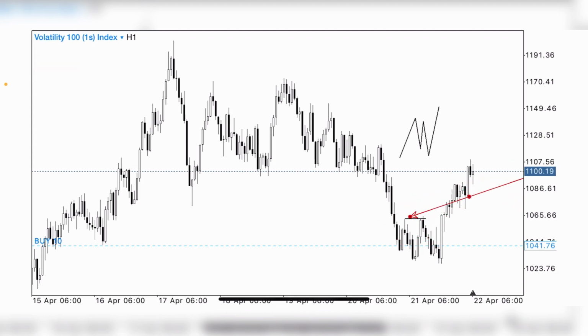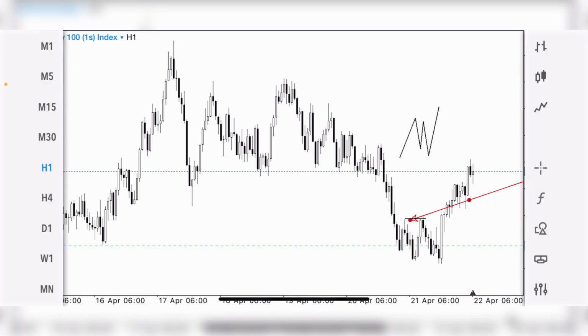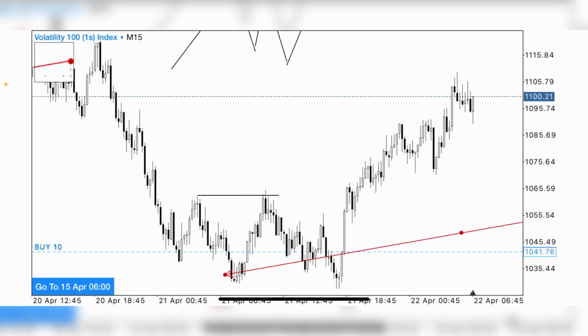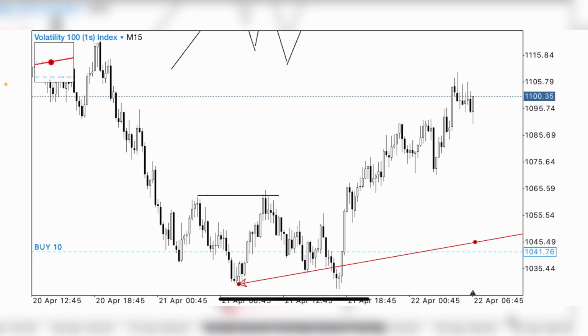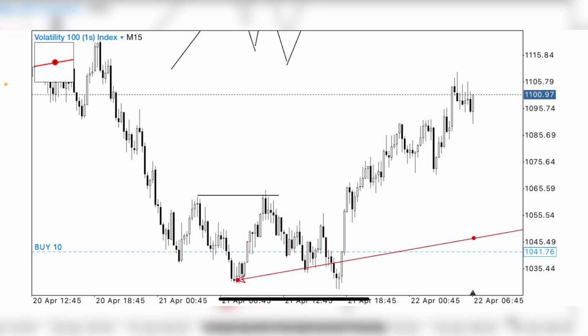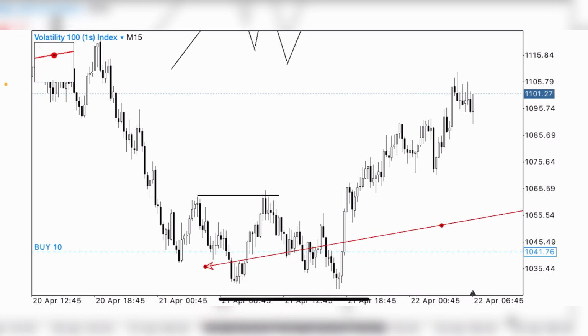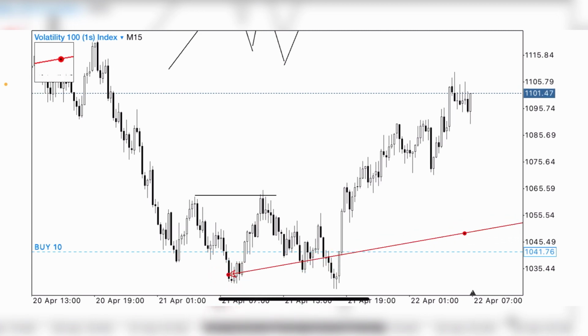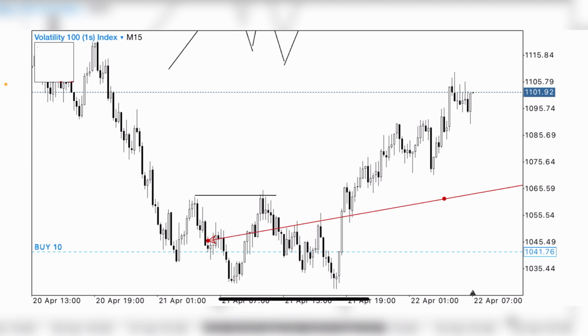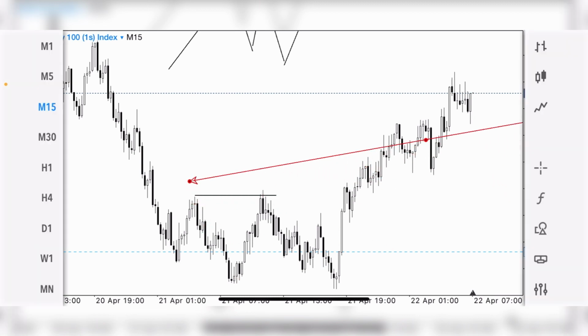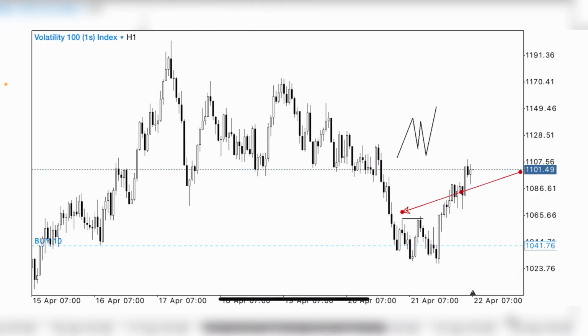So we had an inducement, coupled with the fact that on the 15 minutes time frame we had weak rejections. All these lows are weak rejections. So after we had this structure to the upside, then on the 1 hour time frame, after we broke this, we came back to take this low.